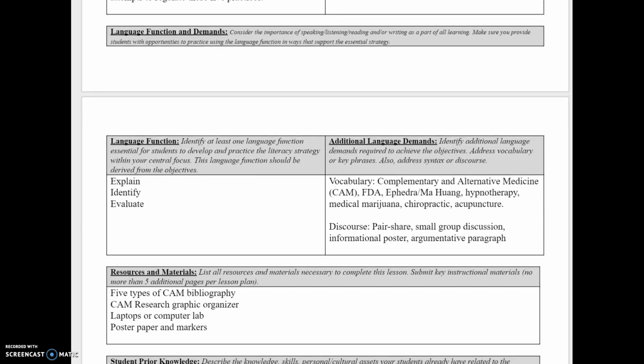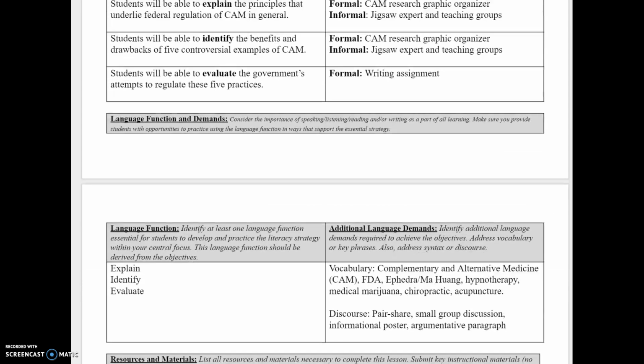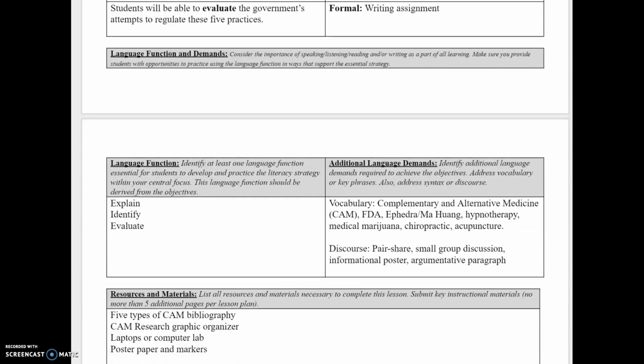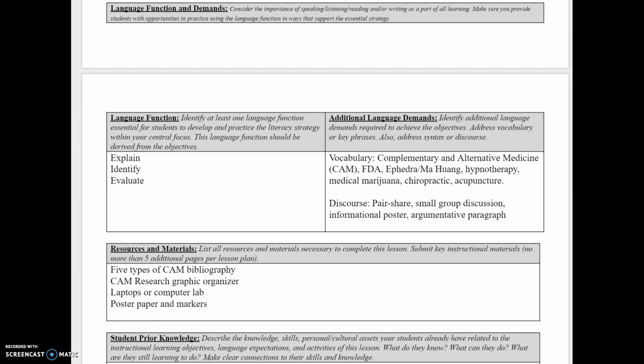Their language function is to explain, identify, and evaluate, which is also the same verbs on my objectives. And for my additional language demands, I have my vocabulary here: complementary and alternative medicine, or CAM, the FDA, ephedra or mahuang, hypnotherapy, medical marijuana, chiropractic, and acupuncture. For my discourse, I have pair shares, small group discussion, informational poster, and argumentative paragraph.